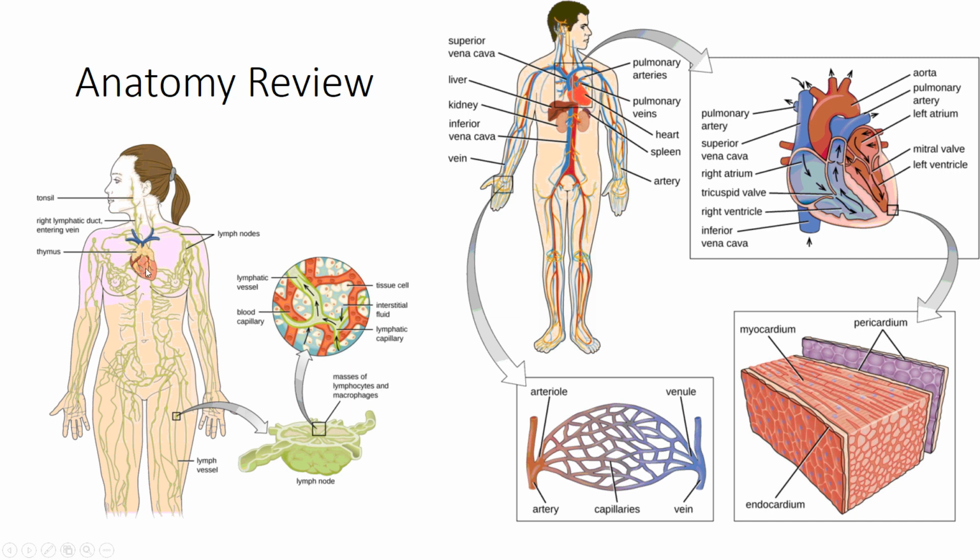One of the most important things we'll talk about in this chapter that you may need to do a little anatomy review on is the lymph node. Lymph nodes are some of the little concentrated filtration sites within the lymphatic system.